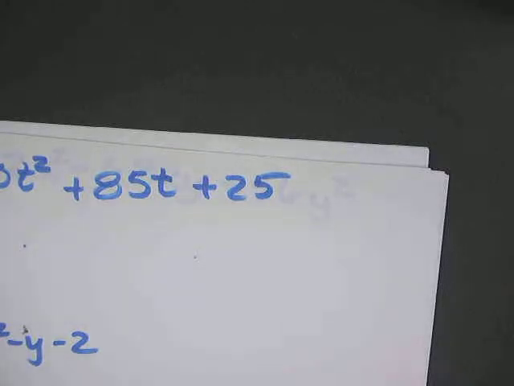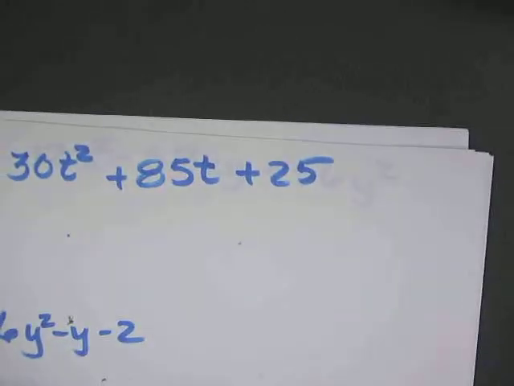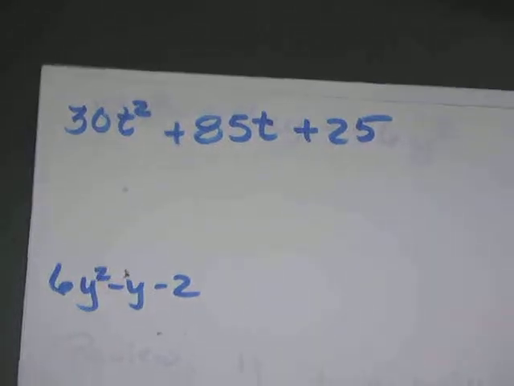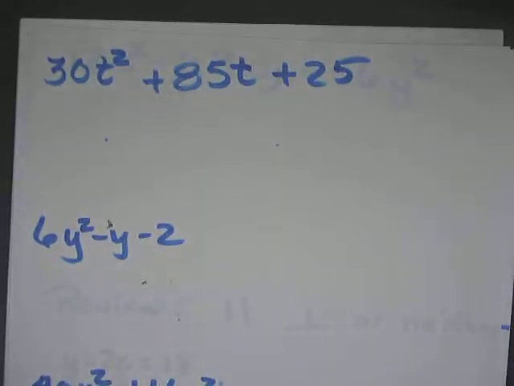Looks so easy when we do it together, huh? Okay, that's what we already did. Okay, are these in descending order? T squared, T? Yes. Okay. All right, they're in descending order. We don't need to rewrite it.